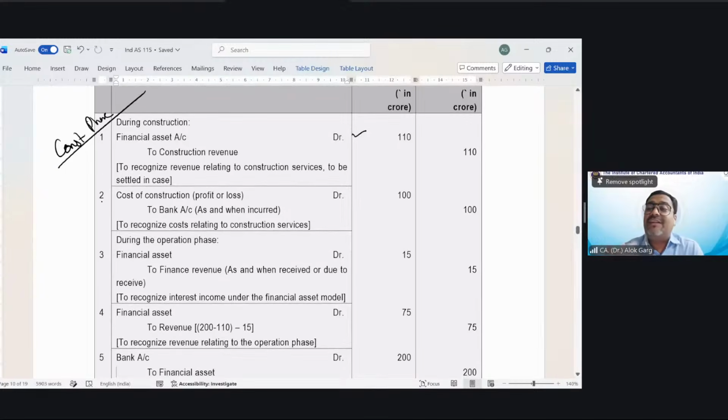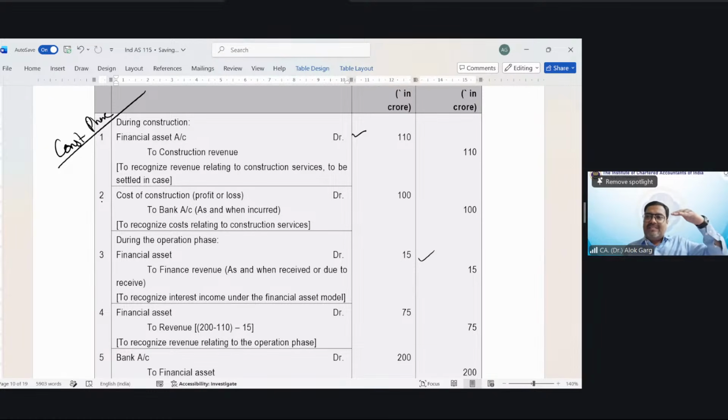So on this financial asset, the government will pay 200 crore, right? Government will pay 200 crore. This 15 crore is a finance income. So what accounting entry will we pass? Financial asset account debit to finance revenue over the period, right?